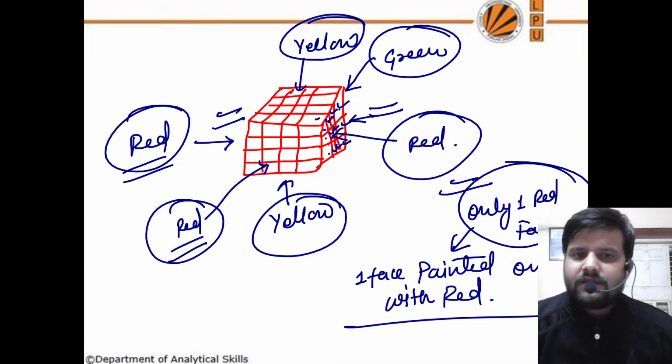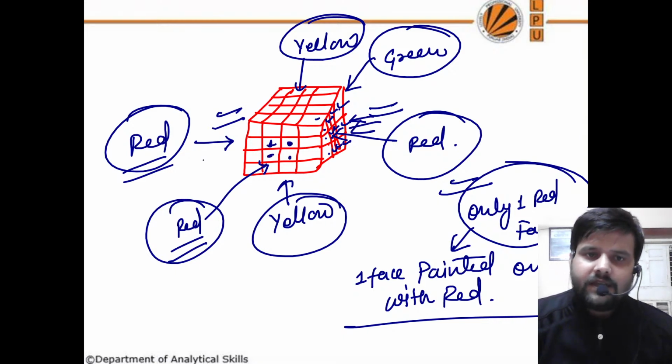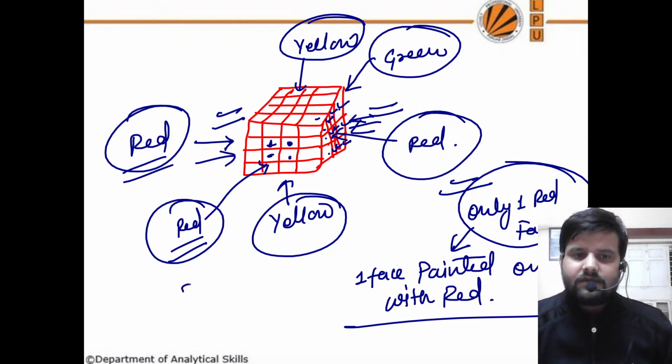It means in every face you have to look for only one face painted. So 1, 2, 3, 4. Same scenario here also, same scenario here also. There are 3 faces, so 3 × 4, your answer will be 12. Simple.